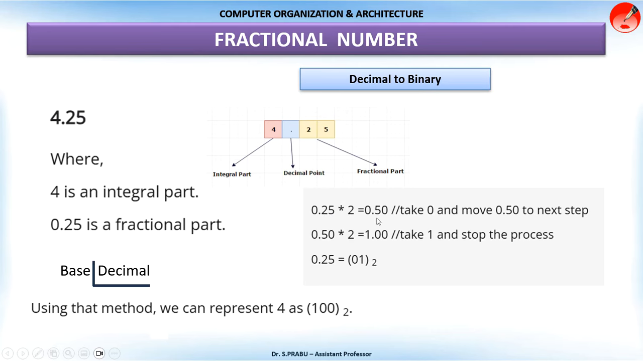So the result is 0.50. Take this 0 as one of the results and bring this 50 alone to the next step. Then multiply by 2. Now we get 100. Take this 1 as one of the results. Then bring this 00 to the next step. After that everything will be 0, so you can stop the calculation at this point. So the results are 0 and 1. You can write them in this order. So 01 is the equivalent fractional part of this given number. So finally you can write the answer like this.